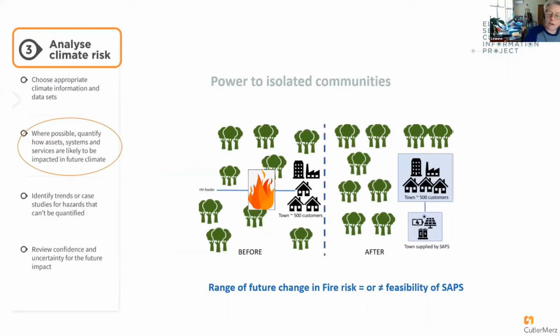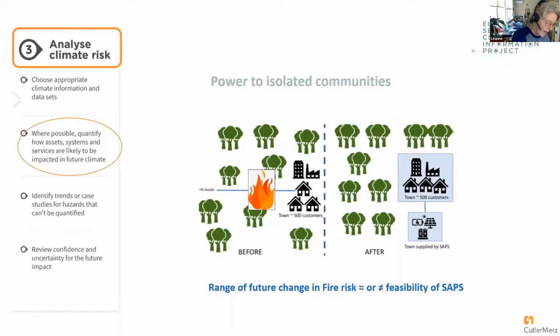Okay, so also in regard to analysing the climate risk, we look at, where possible, how to quantify the assets and systems and the services that are likely to be impacted by the future climate. So in this case, we want to understand the range of future change in fire risk and how that will affect the feasibility of standalone power systems, okay?